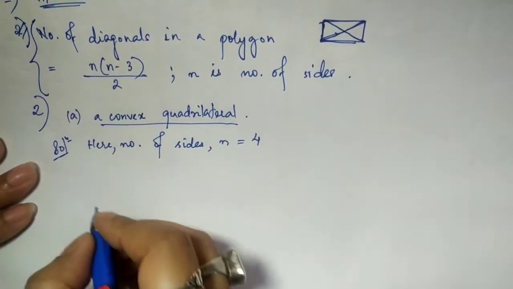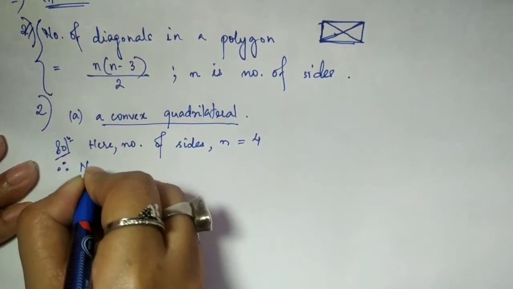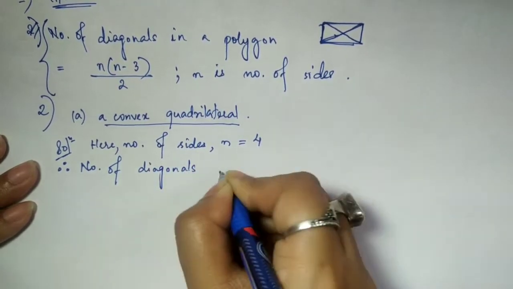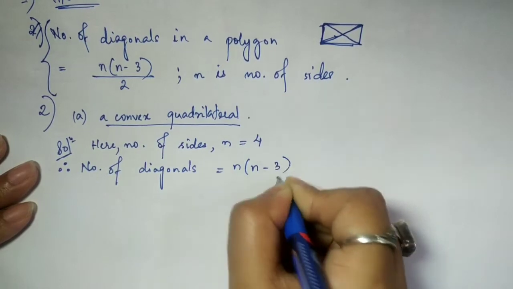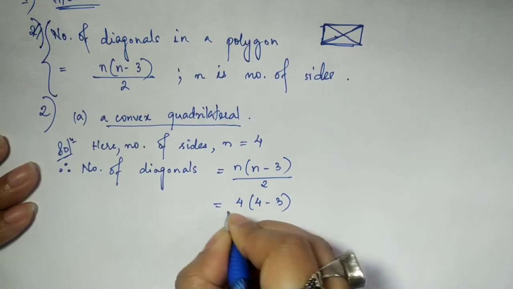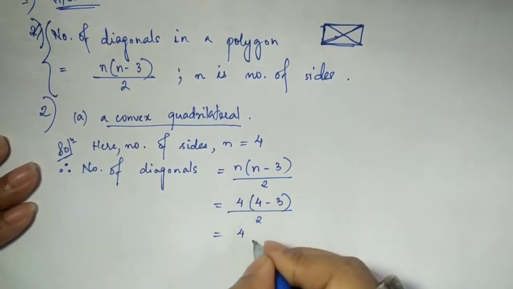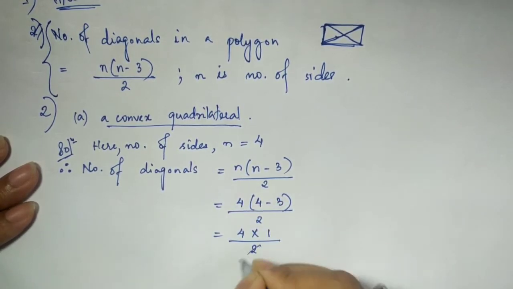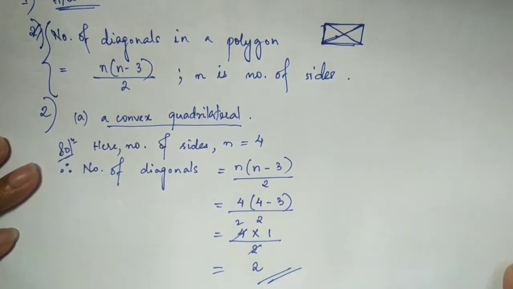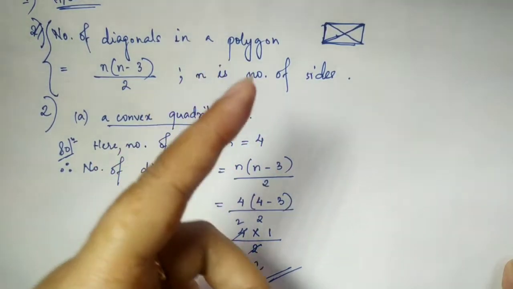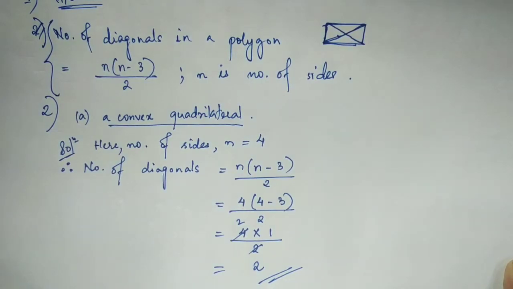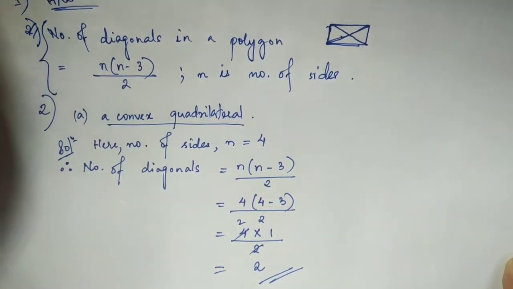Therefore, number of diagonals, let's calculate this by substituting. This is the formula. So n is 4. This is 4, 4 minus 3 is 1, by 2. The 2 gets cancelled here. So the answer is 2. The number of diagonals in a quadrilateral, the square is also a quadrilateral, the rectangle is also a quadrilateral. So you can see easily that if you draw any quadrilateral, there will be 2 diagonals.